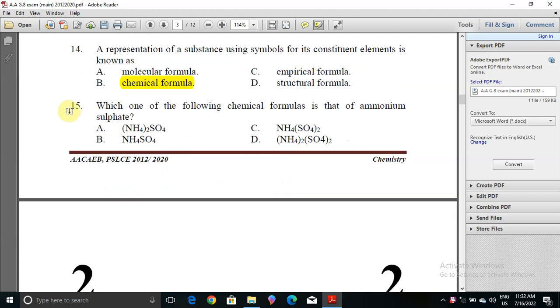Now question number 15. Which one of the following chemical formulas is that of ammonium sulfate? Which one is the correct formula for ammonium sulfate? It will be (NH4)2SO4.